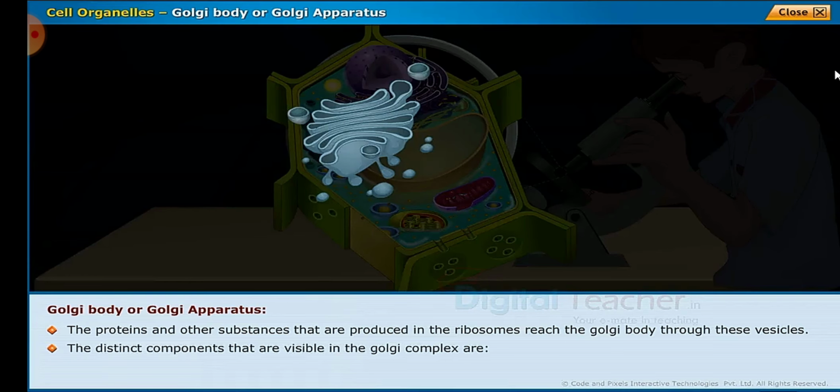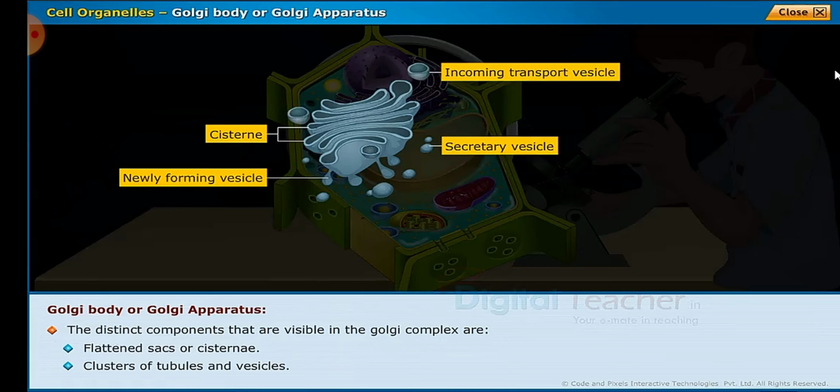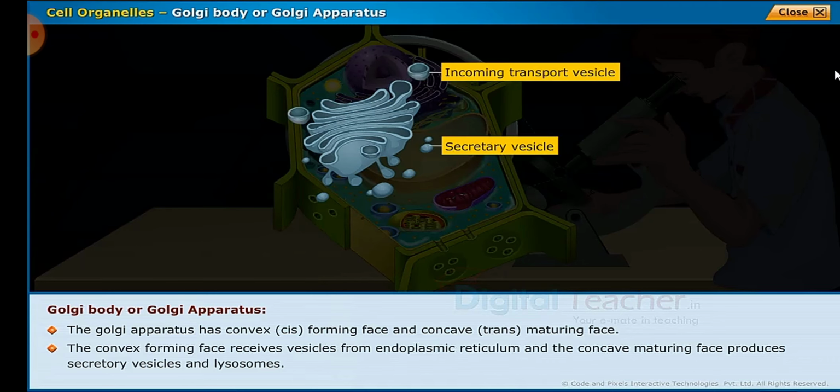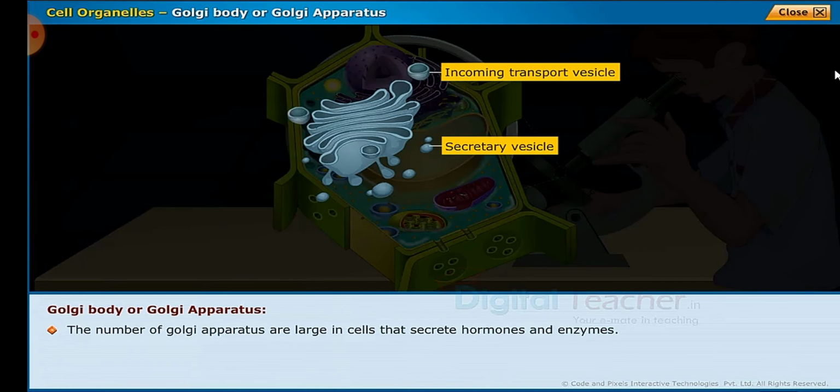The distinct components that are visible in the Golgi complex are flattened sacs or cisternae, clusters of tubules and vesicles, and large vesicles or vacuoles. The Golgi apparatus has a convex forming phase and a concave maturing phase. The convex forming phase receives vesicles from endoplasmic reticulum and the concave maturing phase produces secretory vesicles and lysosomes. The number of Golgi bodies varies from cell to cell. The number of Golgi apparatus is large in cells that secrete hormones and enzymes.